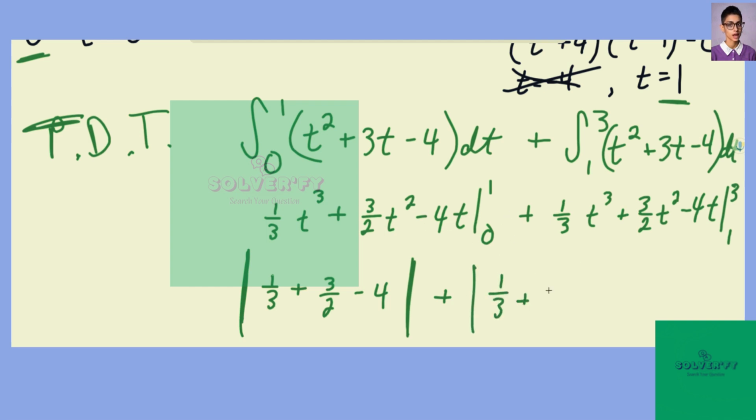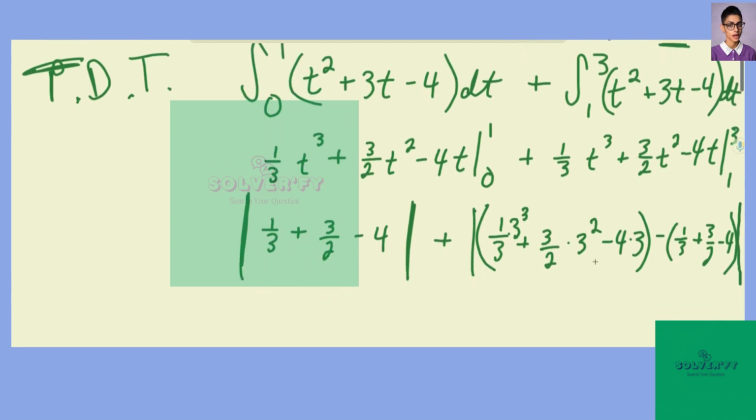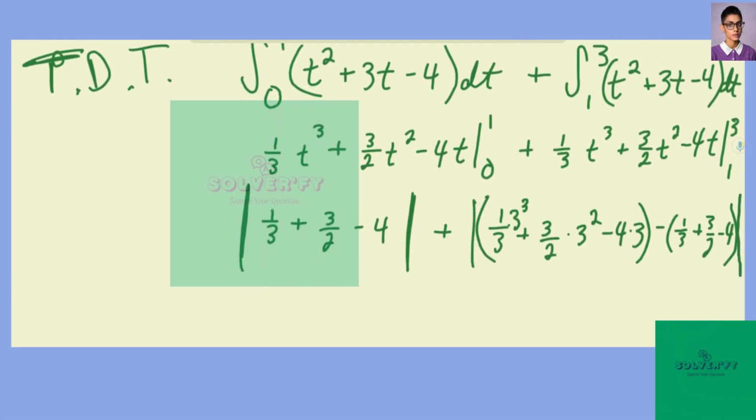1/3 times 3 cubed, plus 3/2 times 3 squared, minus 4 times 3. You can see why there's so much work to be done here, minus plugging in all those ones now. 1/3 plus 3/2 minus 4. I'll go ahead and put absolute value there just in case. Let's see. Yeah, we can go to a calculator and just type that in.